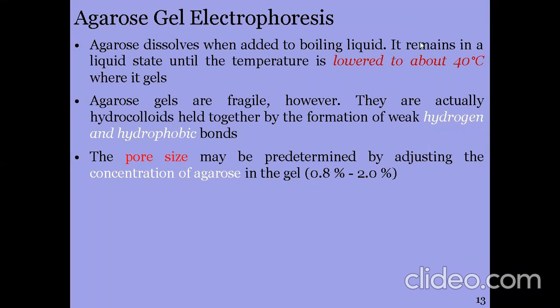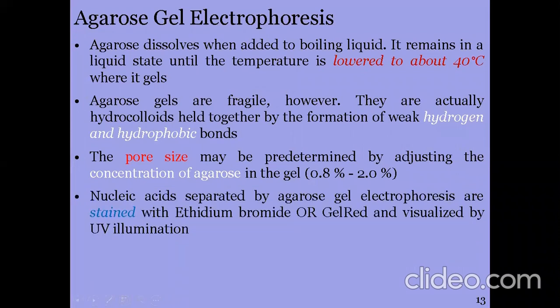So yes, that means if we have larger proteins or larger molecules, we need to use 1%. We use lower concentration. And if we have smaller fragments, then we need a higher concentration, because if we use lower concentration, the molecule will move out of the gel very early and could not be detected.